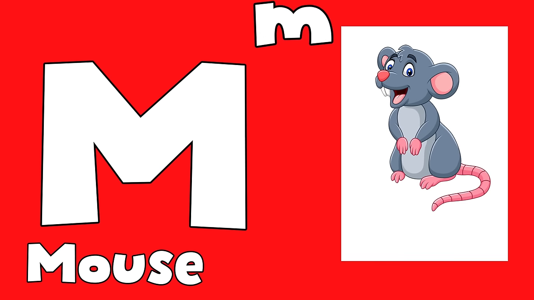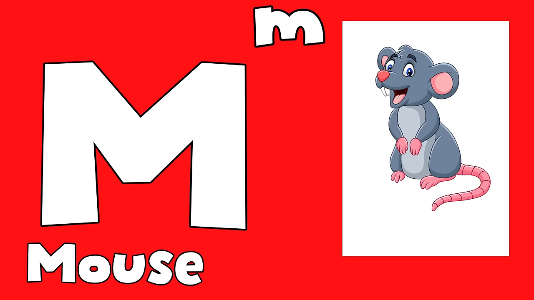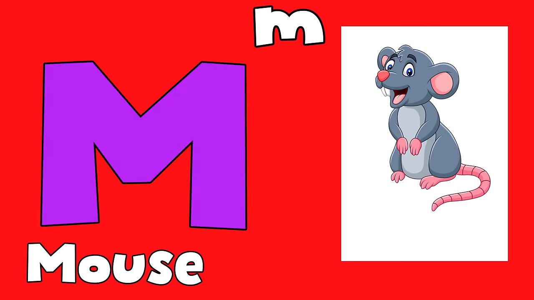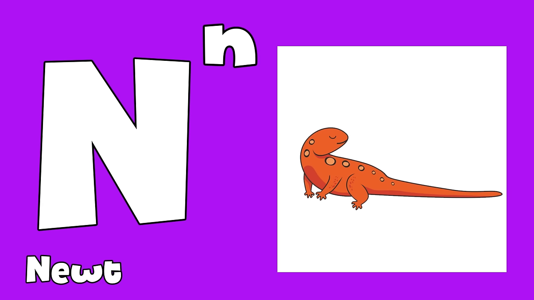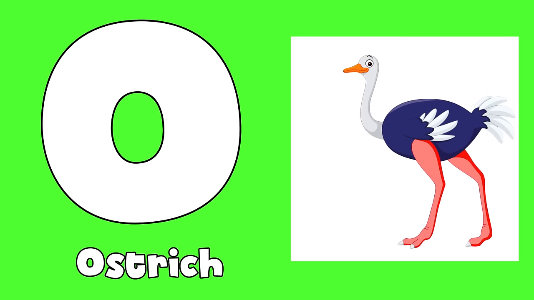M, m, mouse. M, mouse. N is for newt. N, n, newt. N, newt. O is for ostrich. O, o, ostrich. O, ostrich. P is for pig. P, p, pig.